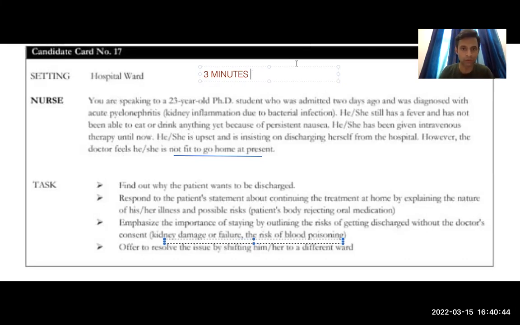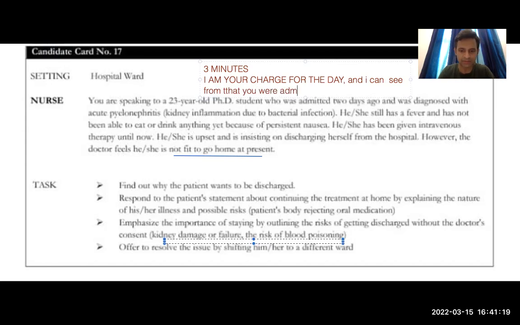So 3 minutes का रोल प्ले होता है और मैंने आपको हमेशा सिखाया है फर्स्ट लाइन को आपको हमेशा लिखना है. So इस केस में गुड मॉर्निंग, आई एम योर चार्ज नर्स फॉर द डे. अगर पेशेंट आपके हॉस्पिटल में पहले ही है, एंड आई कैन सी फ्रॉम योर केस नोट्स. हमेशा ये लाइन बोलनी है जब आपको दिख रहा है, एंड आई कैन सी फ्रॉम योर केस नोट्स दैट यू आर, दैट you were admitted because of, बस यहाँ से connect हो जाएगा. Spelling mistakes please, वैसे भी speaking में matter नहीं करते, admitted because of kidney inflammation या kidney infection, am I right?